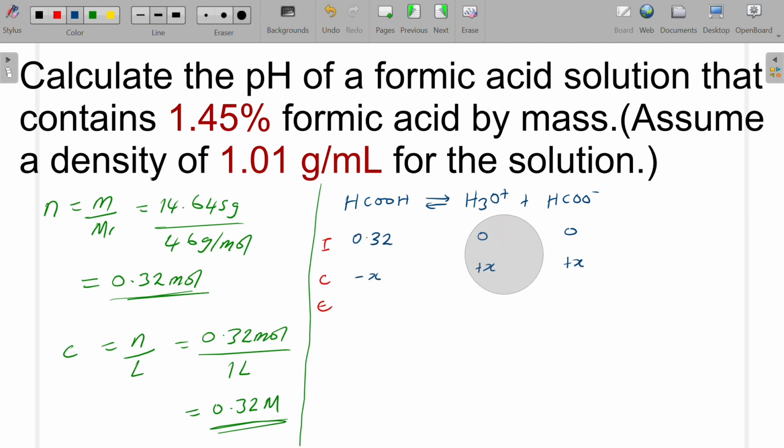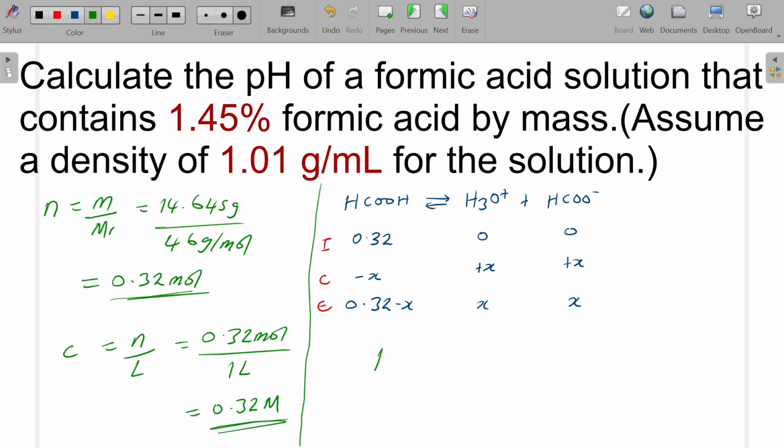So the reaction proceeds. The acid is going to reduce by an amount that we don't know, so we represent it by X. Also, the products are going to increase by the same amount, X. So then we have 0.32 minus X here, and we're going to have X there, and X there.